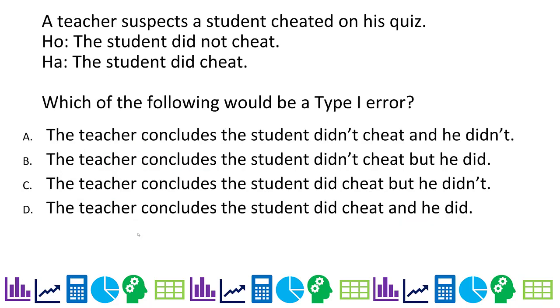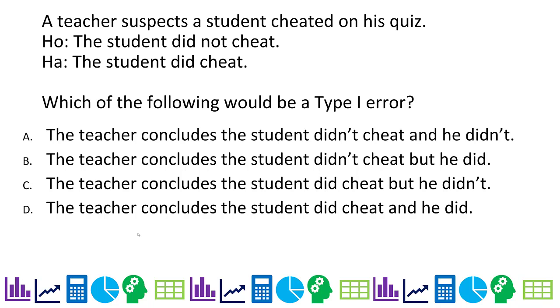A teacher suspects a student cheated on his quiz. The assumption is, and hopefully the assumption would be, the student did not cheat. The alternate is the student did cheat. So which of the following would be a type 1 error?